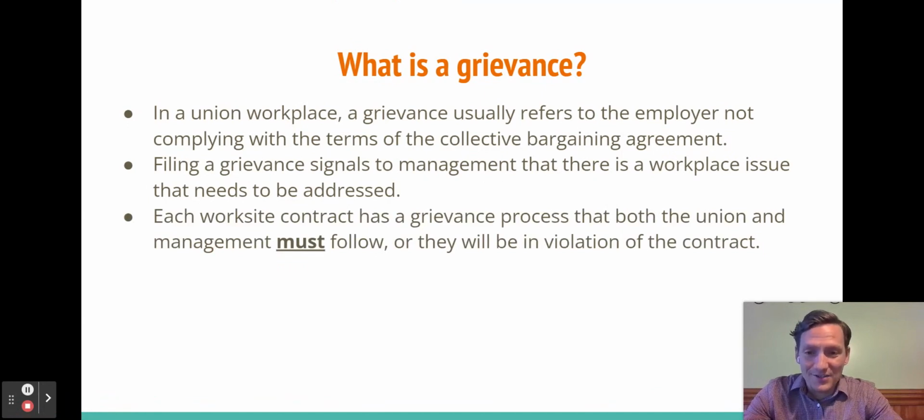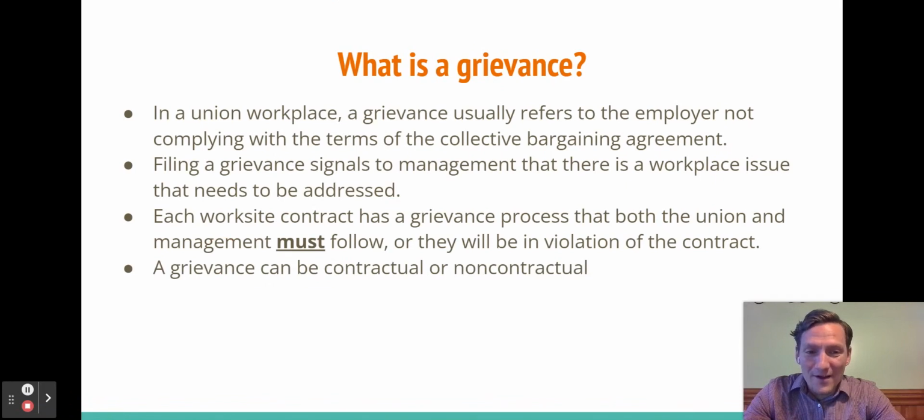Each worksite contract has a grievance process that both the union and management must follow, or they're in violation of the contract. A lot of times we just feel like management has to follow the contract, but we as the union also have to follow the contract. If we're not following the contract, then there are issues with us too. There are consequences we're going to have to face just like they are. So make sure you remember that.